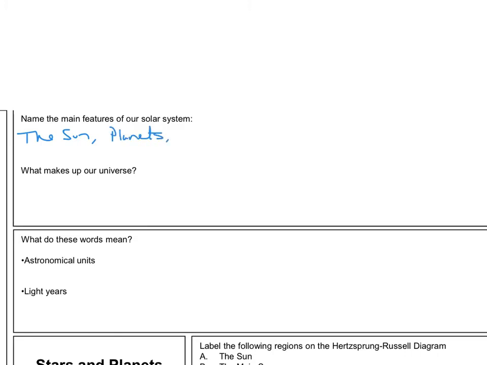And orbiting those planets are moons. We also have asteroids and comets. We'd also have man-made objects like satellites and space probes, but we don't have to talk about these. So what makes up our universe?